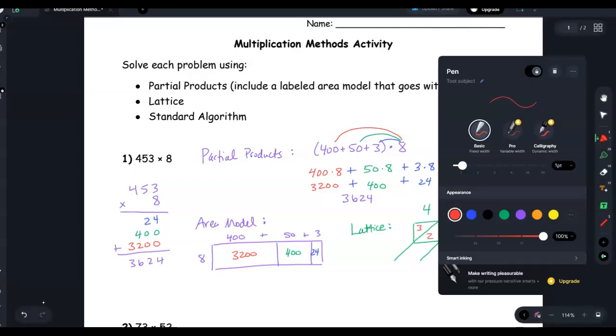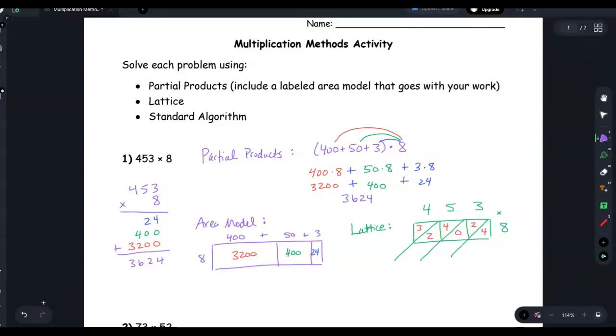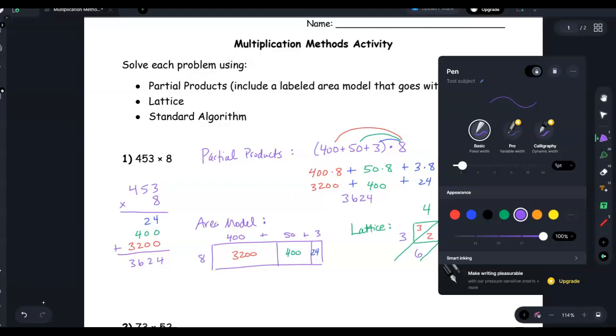And then I'm going to add along each of these diagonals. So this one is just a 4. Here I have 2 plus 0, which is 2. Here is 2 plus 4, which is 6. And then finally just the 3. So I'm getting the same answer, 3,624. And then finally I'm going to use the standard algorithm.